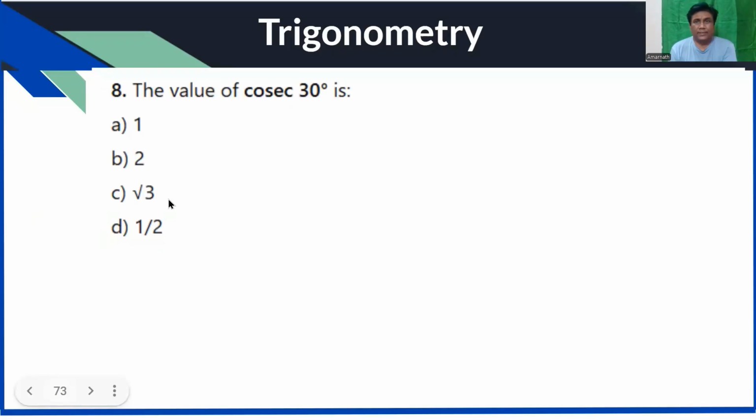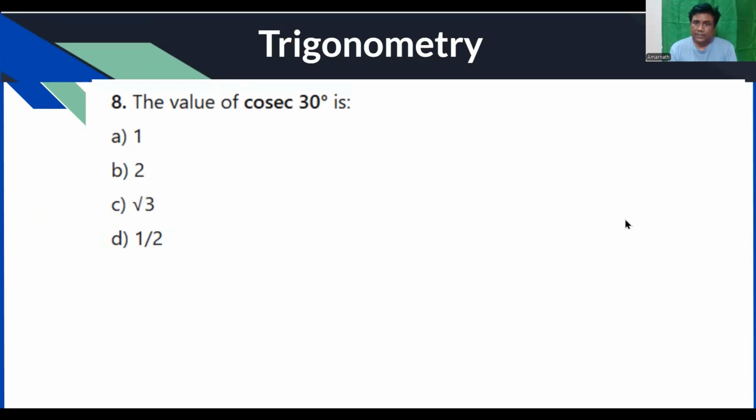The value of cosec 30 is, if you don't know cosec 30 but you know sin 30, then the reciprocal of sin 30 is cosec 30 only. Correct. That is 2 only, okay? Because sin 30 is half, so cosec 30 is 2.